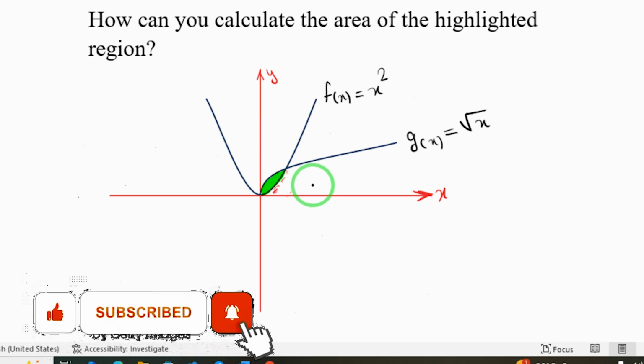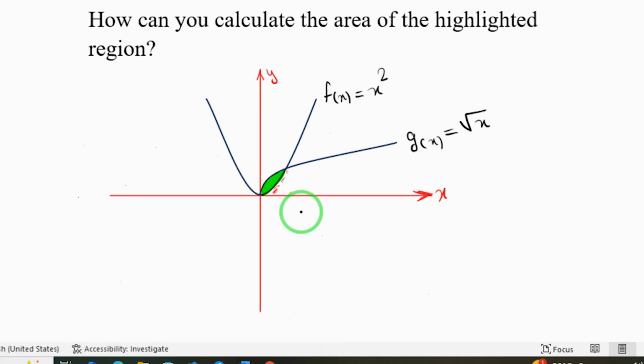Let's begin: how can you calculate the area of the highlighted region here? To calculate the area of the highlighted region, we use integration because we don't have an exact formula for this type of shape. It is surrounded by two curves. One of them is f(x) equals x squared, the other is g(x) equals the square root of x.